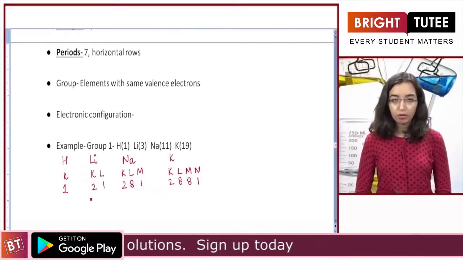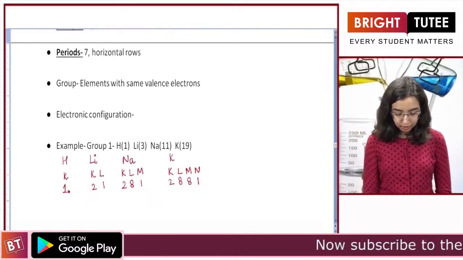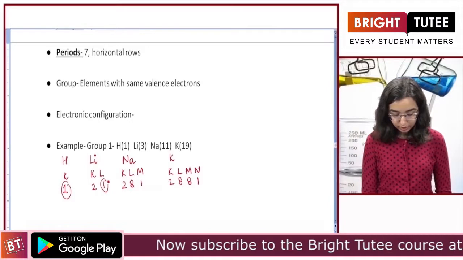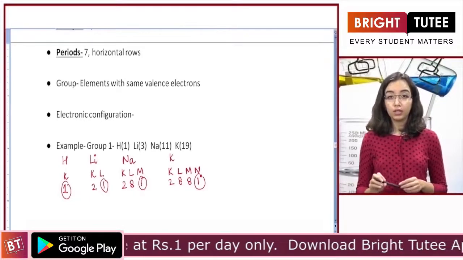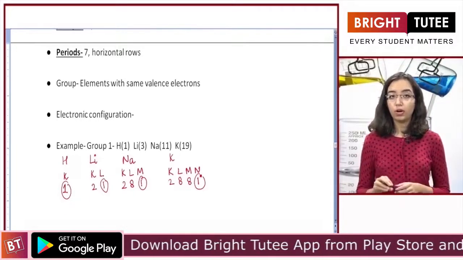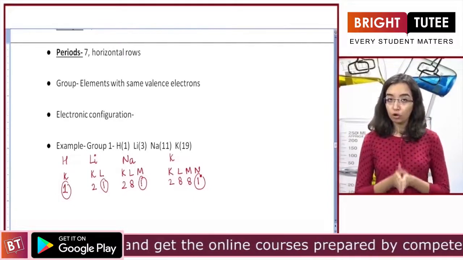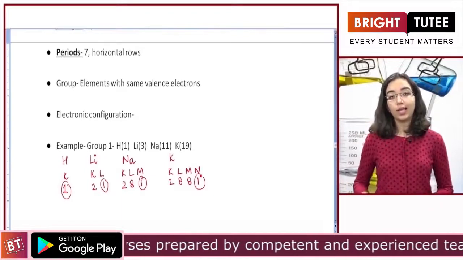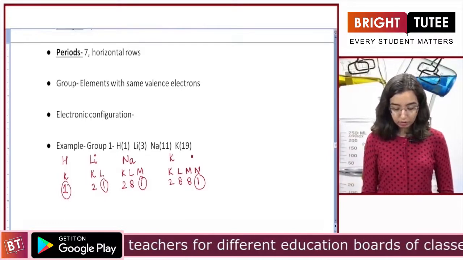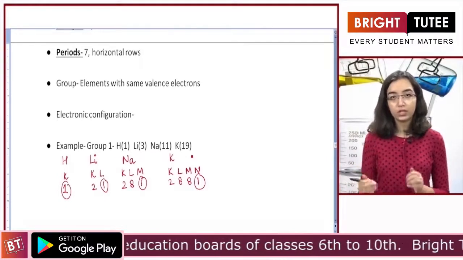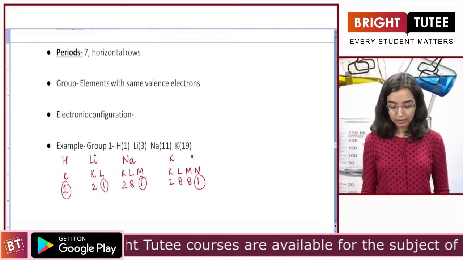So you see, this is the kind of electronic configuration of all the elements in group 1. Now you see, what is the common pattern here? They all have 1 electron in their outermost shell, right? The electronic configuration of the element will show us the number of valence electrons, and you see that in any group that you take, the number of valence electrons will be the same. In group 1, we have taken hydrogen up until potassium. Even if you go further, you'll see that there's only 1 electron in the outermost shell in group 1, and that is the basis for classification.